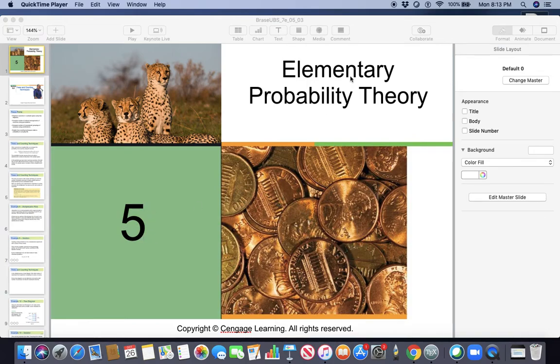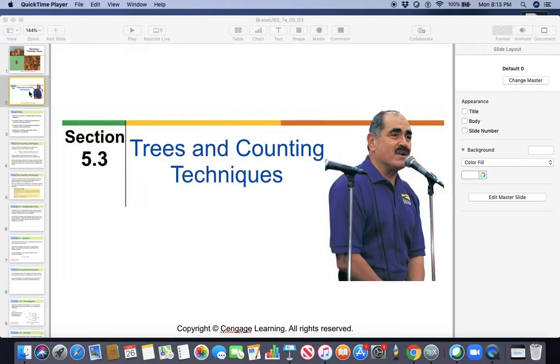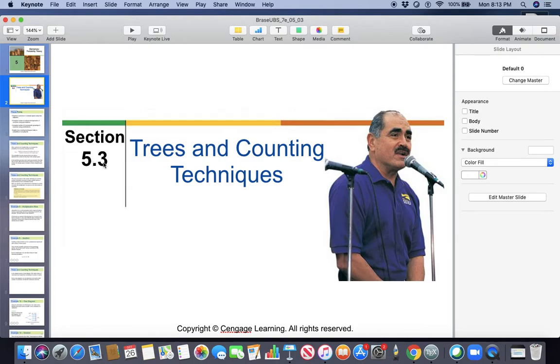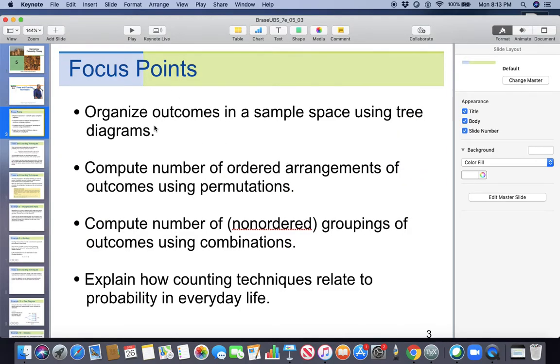Chapter 5, Elementary Probability Theory, Section 5.3, Trees and Counting Techniques. Focus points of this particular section: organize outcomes in a sample space using tree diagrams.